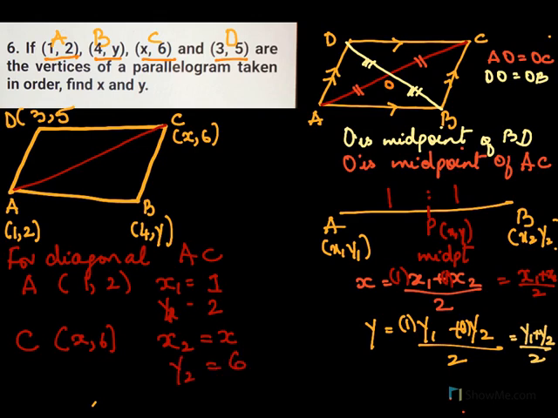Now we are going to find the midpoint. And I said the formula for the midpoint, x equals what? (x1 plus x2) divided by 2. So the midpoint of AC, x, will be equal to, your x1 you know is 1, your x2 is x, divided by 2.